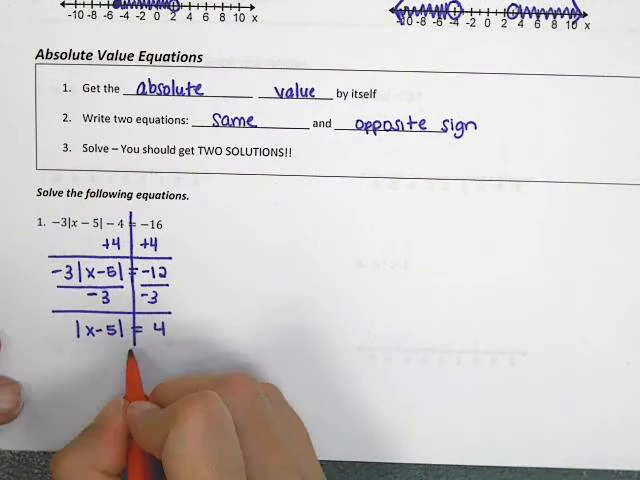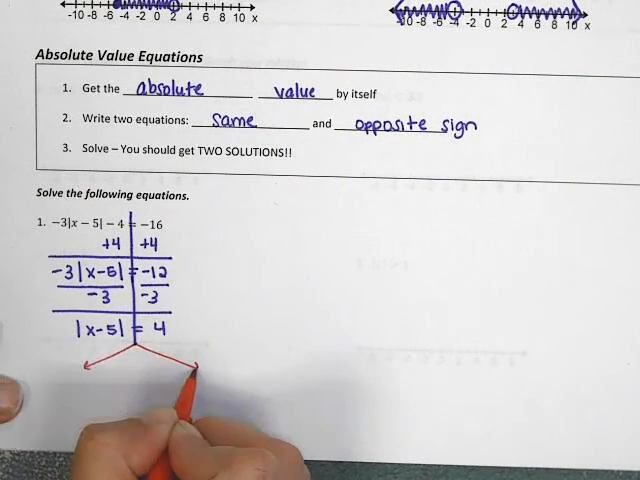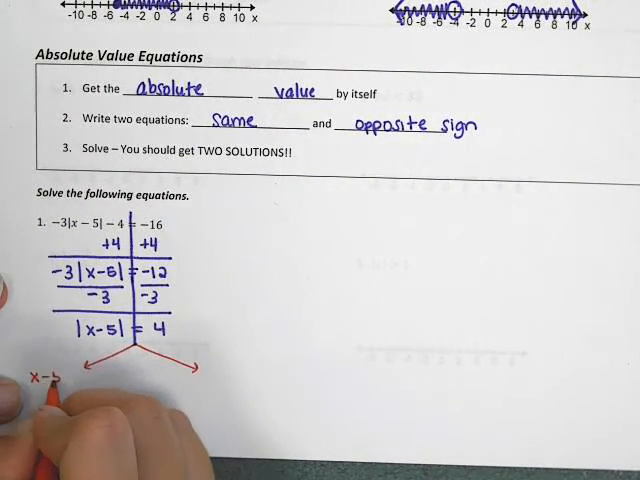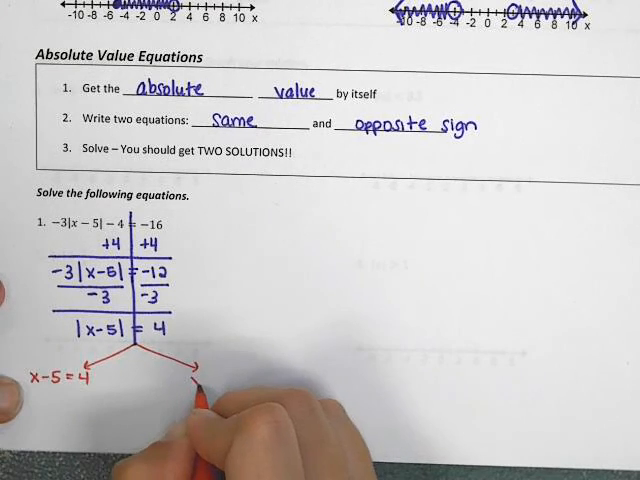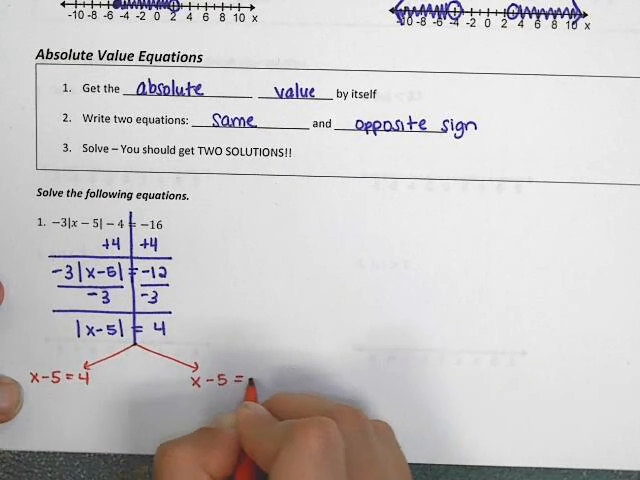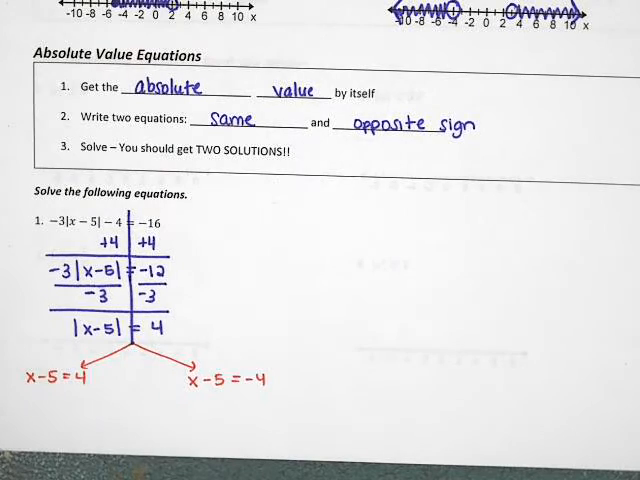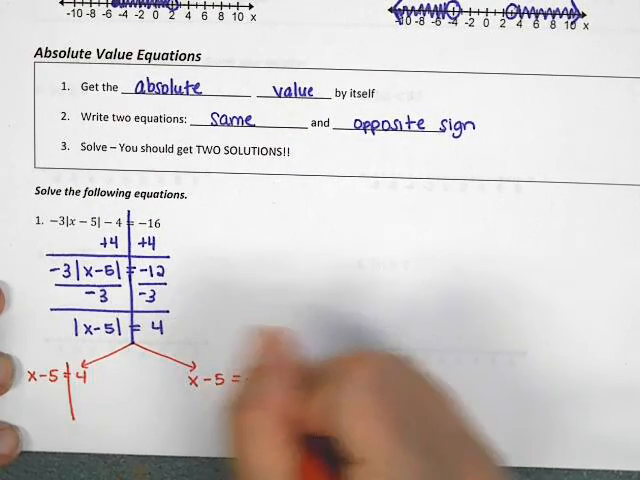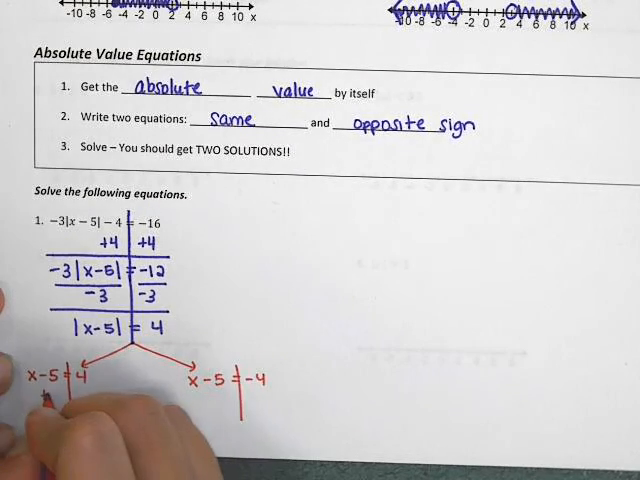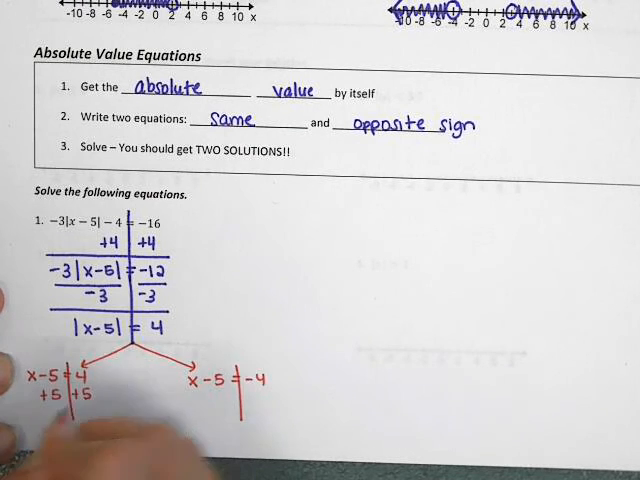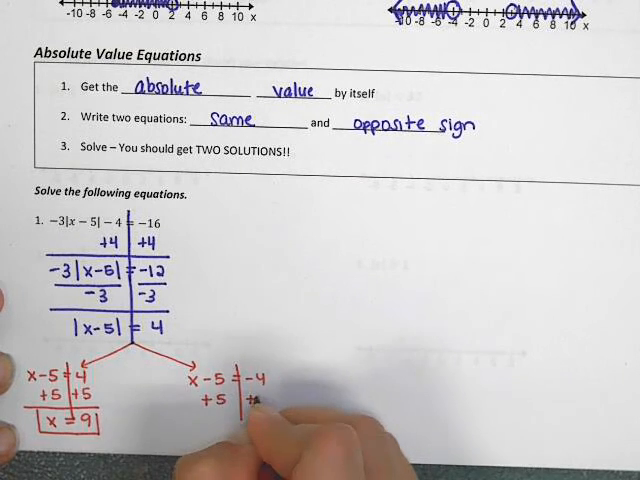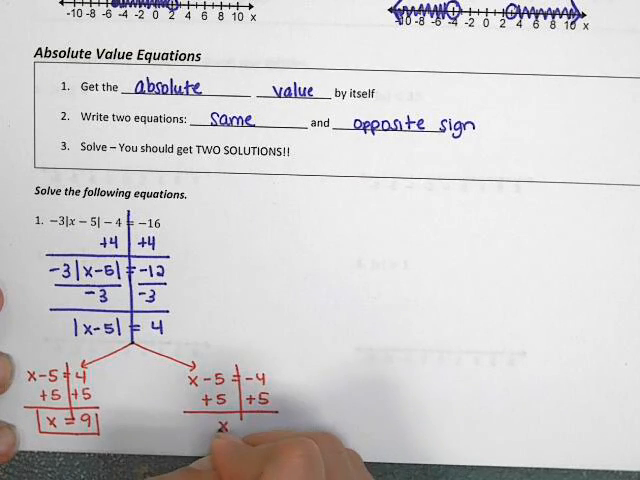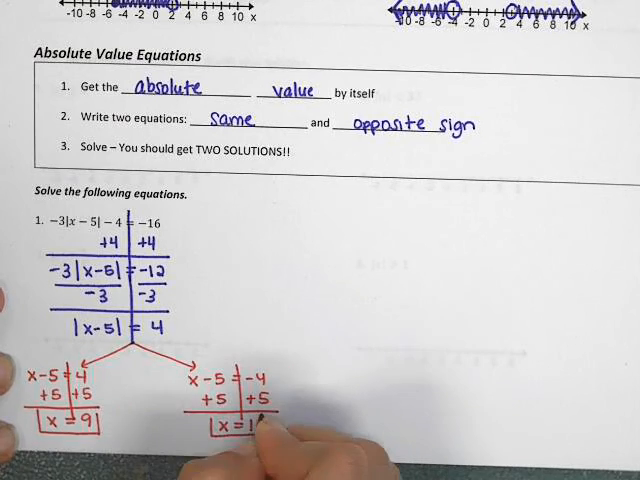From there, I'm going to make two equations. The OG, the original, and the remix, which is the negative 4 instead of a positive 4. Now I'm going to add the 5. X equals 9. And I'm going to add the 5. X equals 1. And we're done.